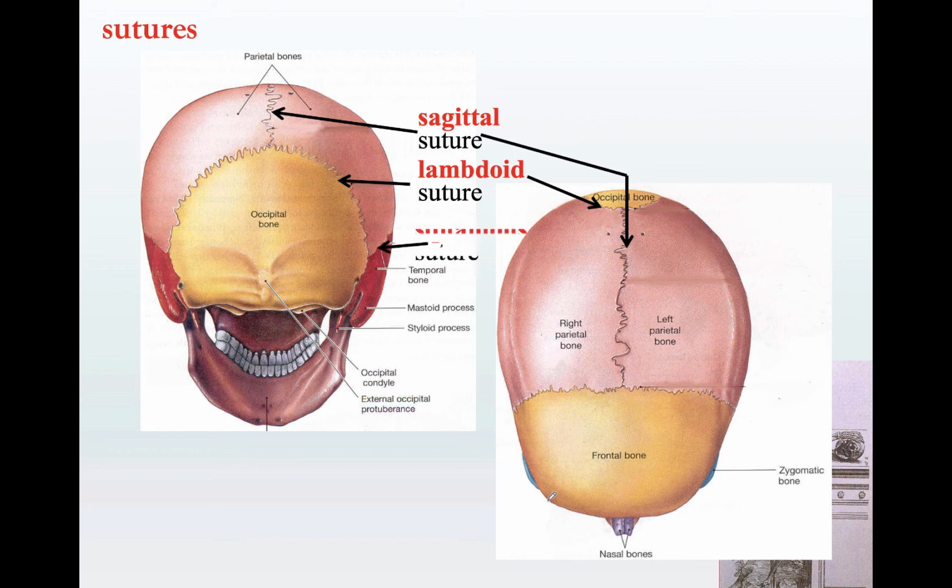Same is true for the squamous suture. The squamous suture is between the parietal bones and the temporal bones. And so we've got one on the right side, one on the left side. And then lastly, we have a coronal suture, which does go along with a coronal section. And so just 2 that you have to kind of remember here.